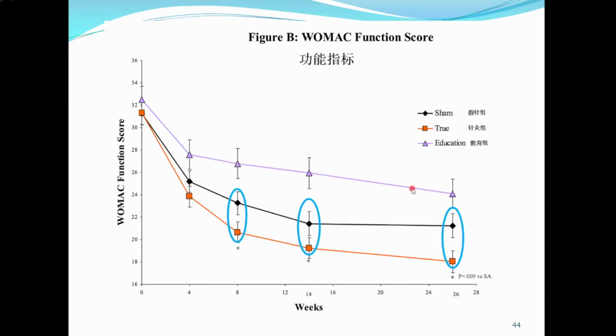If we look at the function score, you can see at 8 weeks the acupuncture group has significantly improved function compared to the sham control. And continuously at week 14 and week 26, they all significantly improved function compared to sham control. P equal to 0.009. You can see, very significant.